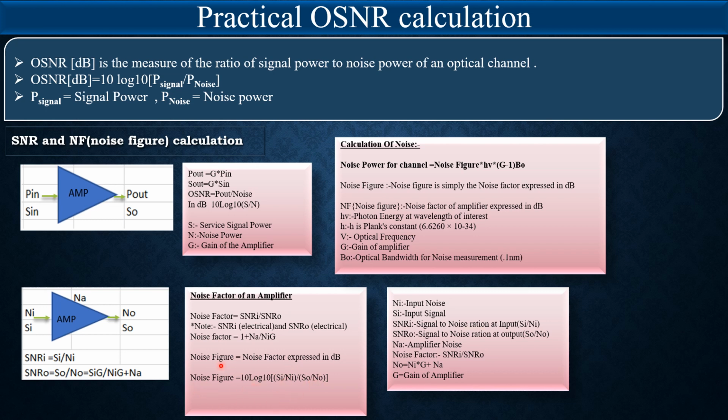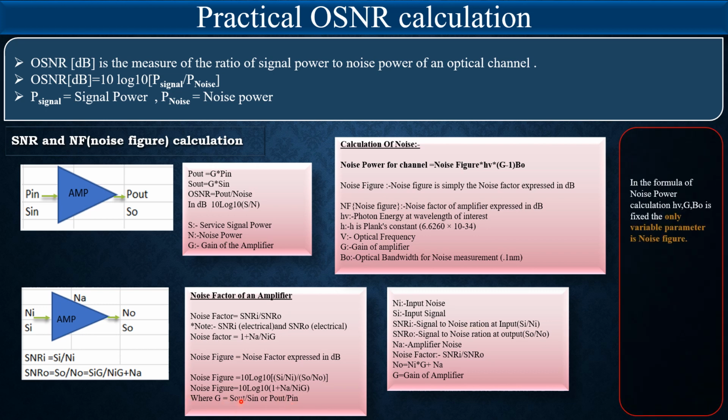This is the noise figure. This is the characteristic of an amplifier. Noise figure is equal to 10 log 10 of 1 plus Na by Ni times G. We have just simplified this formula. G is equal to P out by P in, the gain of the amplifier, or S out by S in.